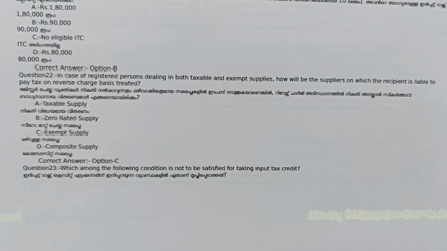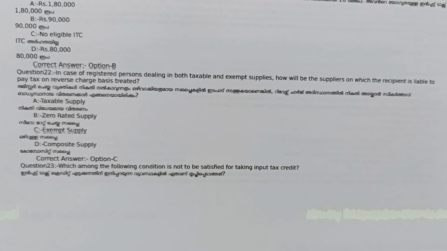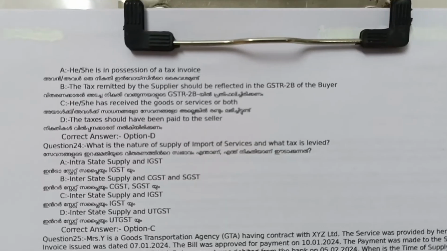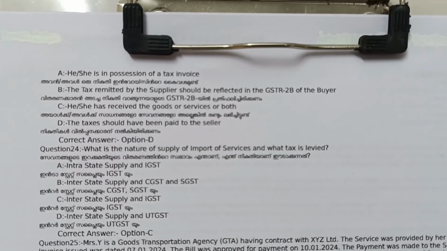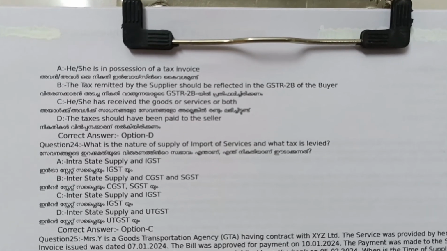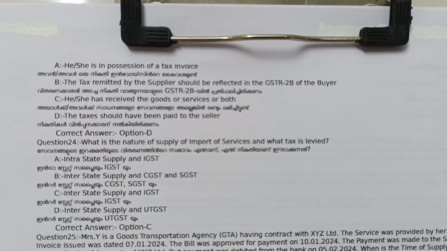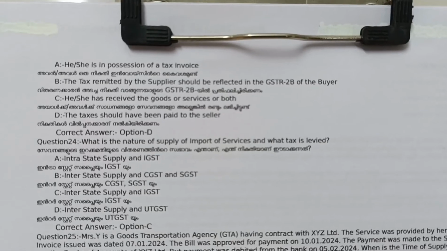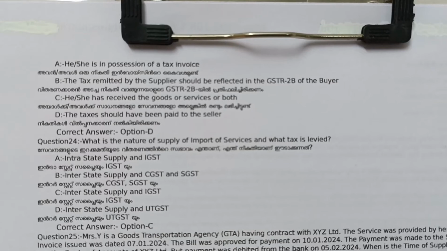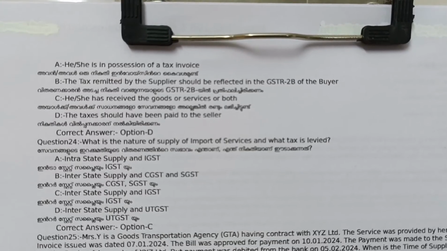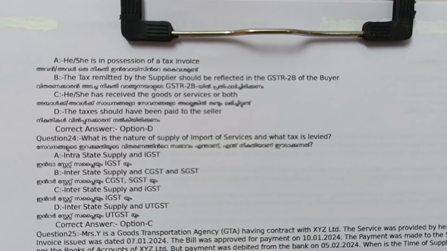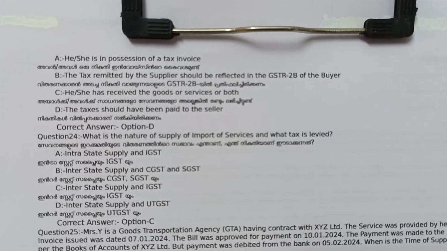Question number 23. Which among the following conditions is not to be satisfied for taking input tax credit? Option A, he or she is in possession of a tax invoice. Option B, the tax remitted by the supplier should be reflected in the GSTR 2B of the buyer. Option C, he or she has received the goods or services or both. Option D, the taxes should have been paid to the seller. Correct answer option D, the taxes should have been paid to the seller.